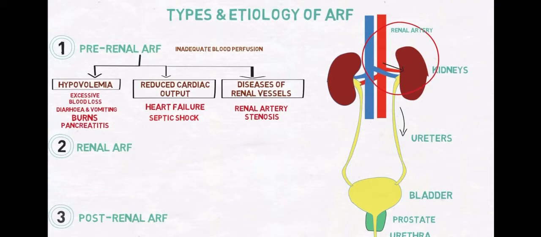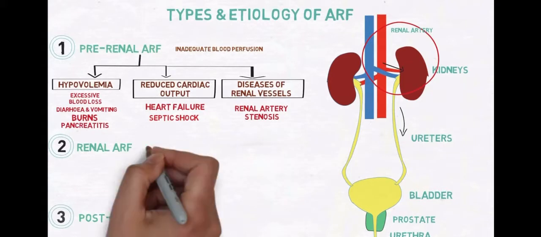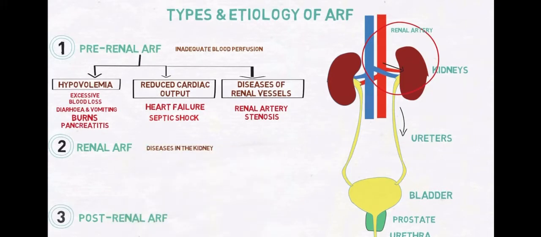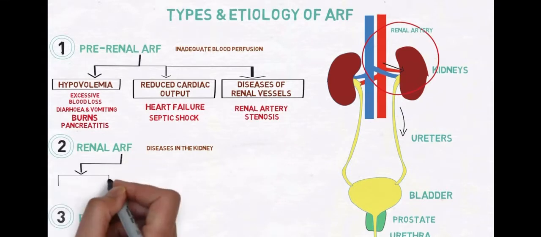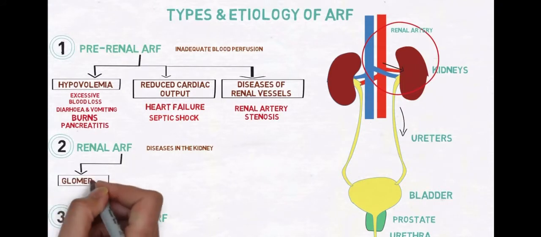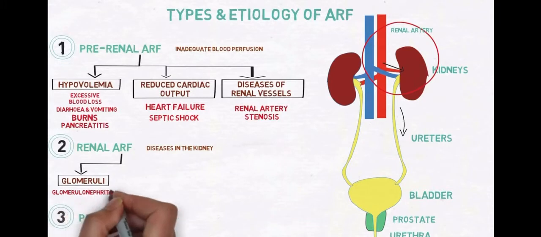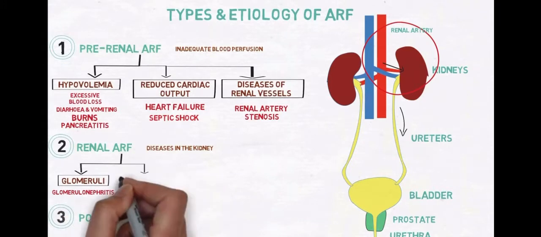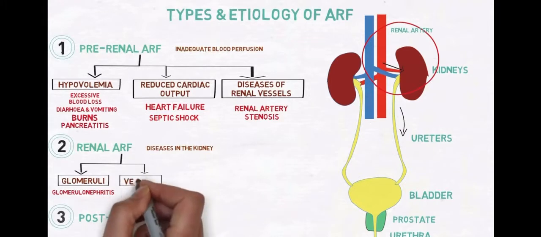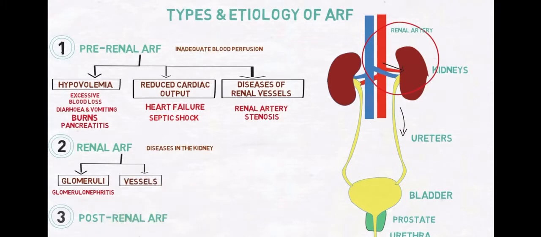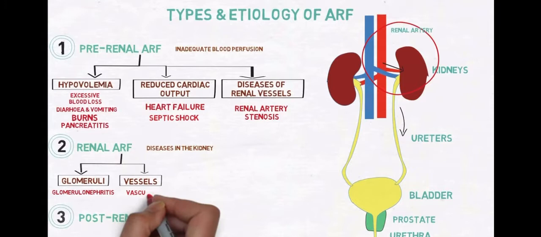The renal type of ARF occurs due to diseases which are primarily localized in the kidney. Most of you may know that the kidney is mainly made of three types of structures. The first important one is the glomeruli, and the diseases affecting glomeruli are called glomerular nephritis. The second important type of structure in the kidney is the vessels, and the various types of vasculitis affect the vessels and damage them.